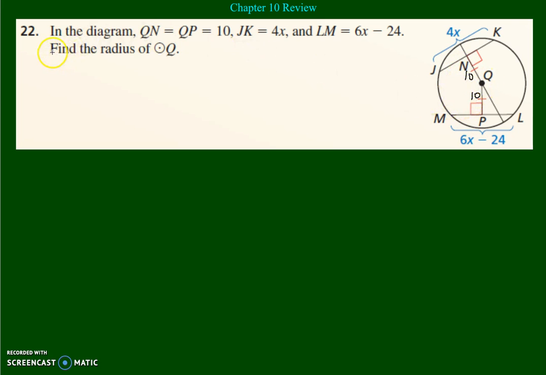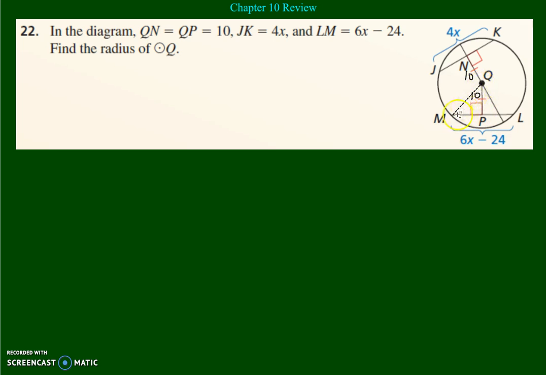The problem is asking us to find the radius of circle Q. So the radius would be the distance from the center to any one of the endpoints of the chords. Well, I'm going to go ahead and draw in a radius. So let's draw in a radius here. And so we're looking for that radius.